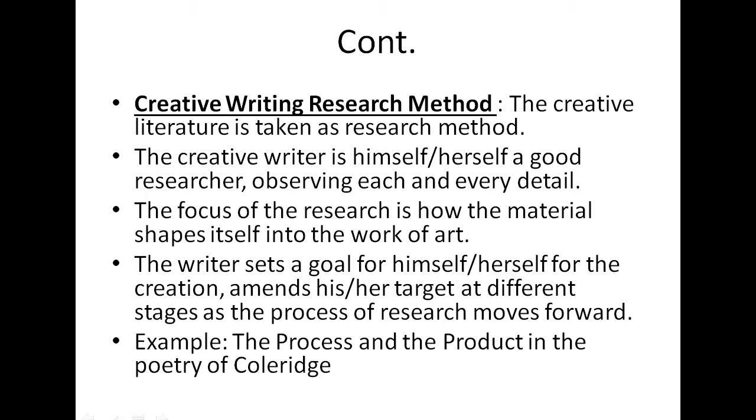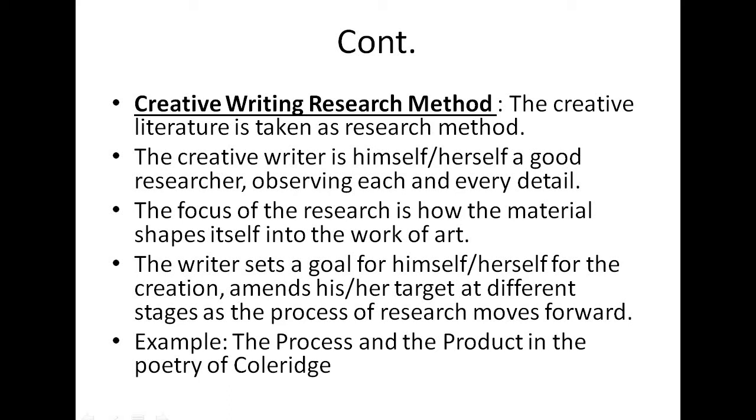The writer sets a goal for himself or herself for the creation. Then he or she amends the target at different stages as the process of research moves forward. So a writer naturally has some kind of target and goal when he or she starts writing. And during this process, he or she may change the target at different stages as the process of creation moves forward. And the creative writing research method would observe all these stages.